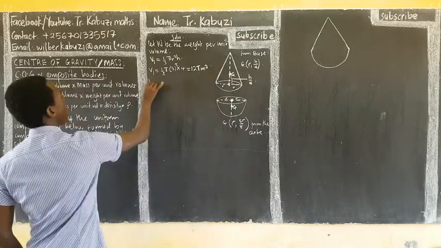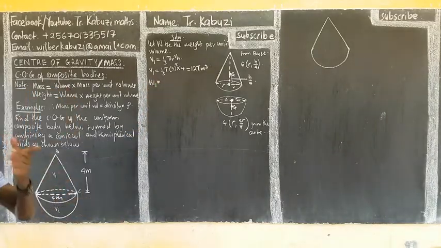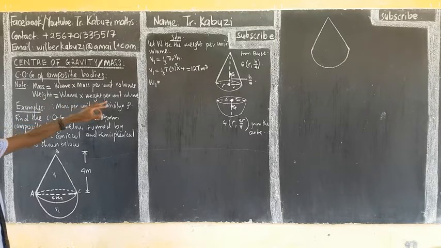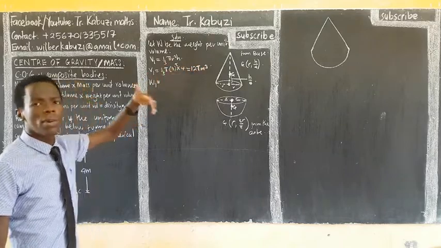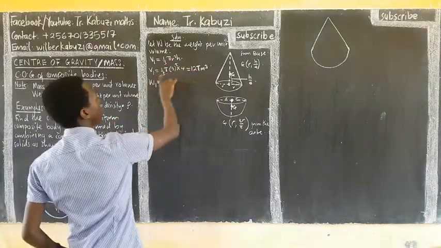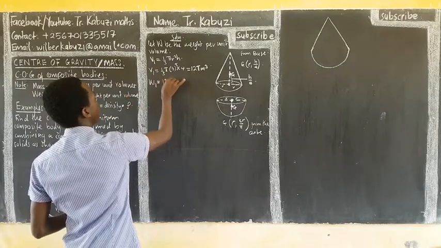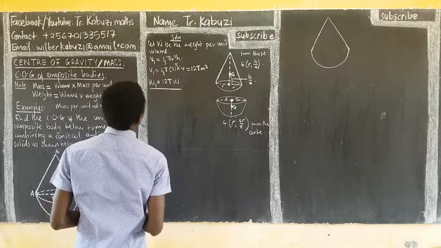So meaning now our weight, how do we get the weight? Because the center of gravity deals with weight. To get the weight, you get the volume times the weight per unit volume. But we let W be the weight per unit volume because we don't know it. So 12 pi, then times W, and that will be our first weight.